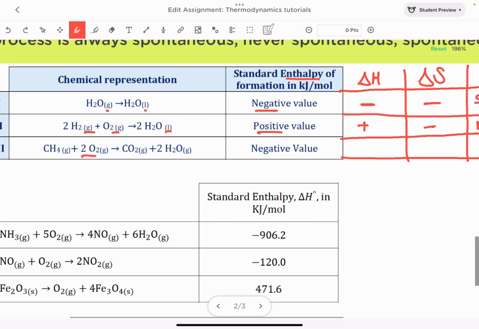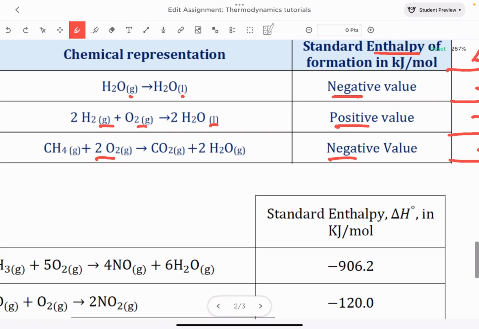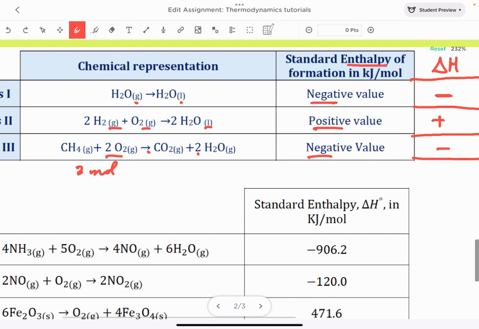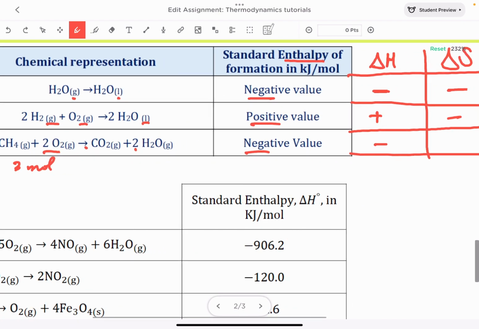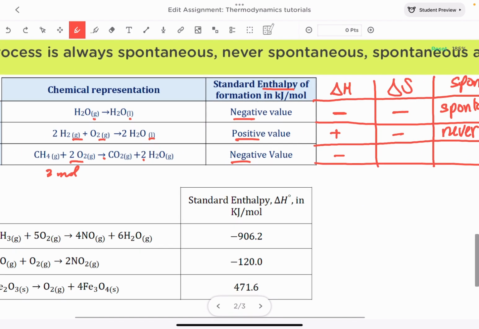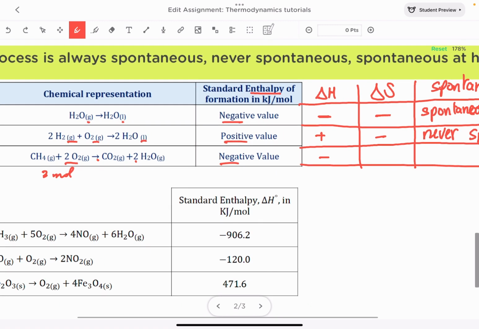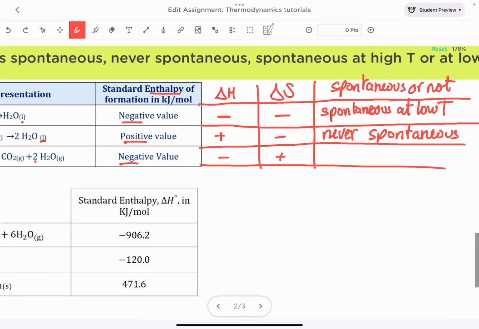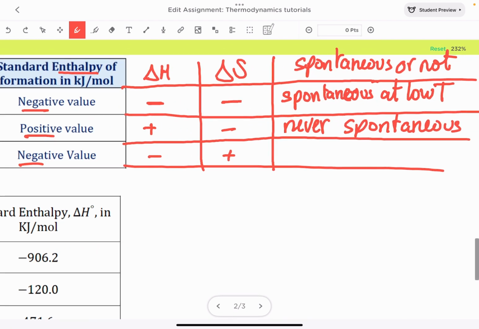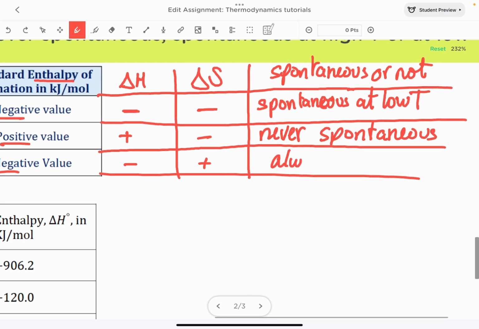Now, one more example. This is a combustion reaction, so the enthalpy is always negative. It's exothermic. Now let's look at this one. I have 3 moles changing into 3 moles. However, since this is a combustion reaction when burning, it will have a positive increasing entropy. And in this case, since delta H and delta S have opposite signs and this is exothermic, this reaction is always spontaneous.